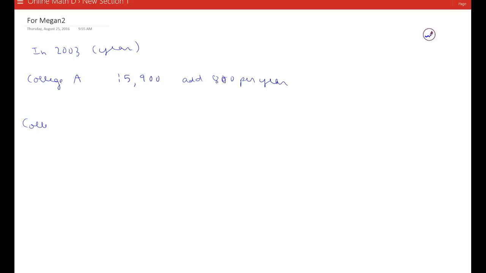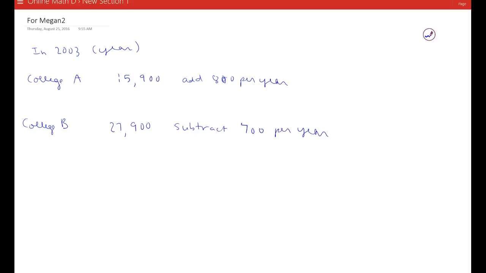So then we have college B, and it's starting out with 27,900 students, but it's saying the enrollment is declining. So we're going to subtract 700 students per year.